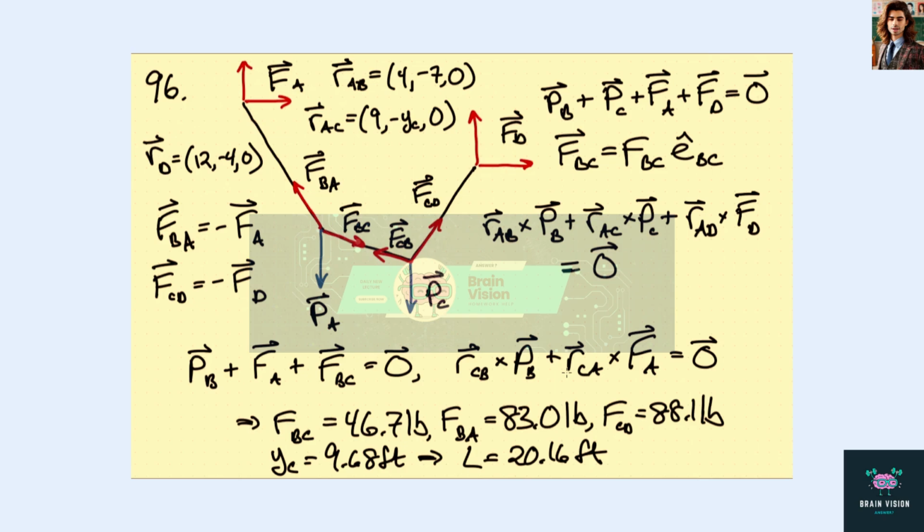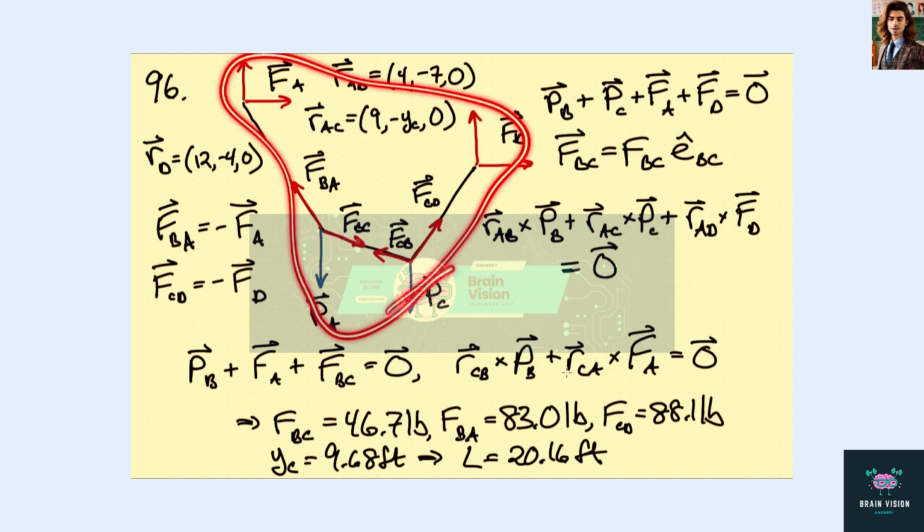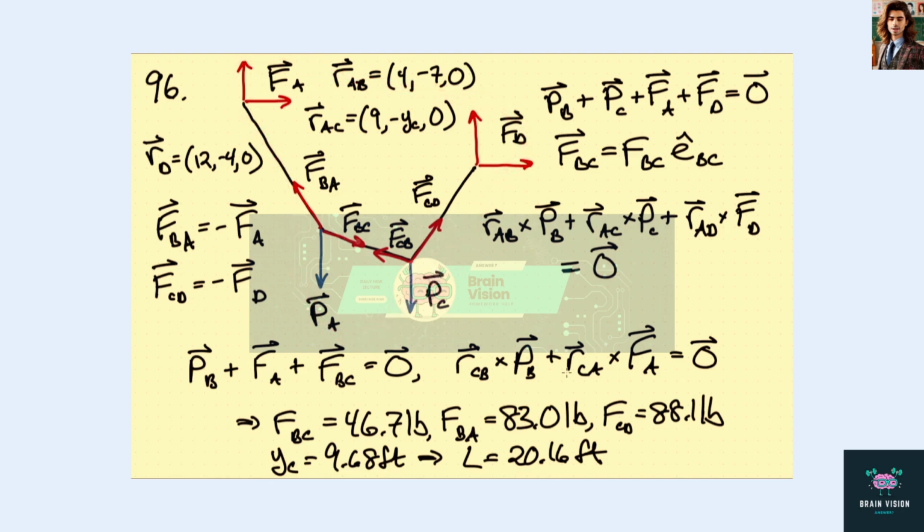Now we can do a free body diagram of the entire cable system. That means we get PB plus PC plus FA plus FD has to be 0. And then we have the moments about point A: RAB cross PB, RAC cross PC, and RAD cross FD are moments, and those have to sum to 0.